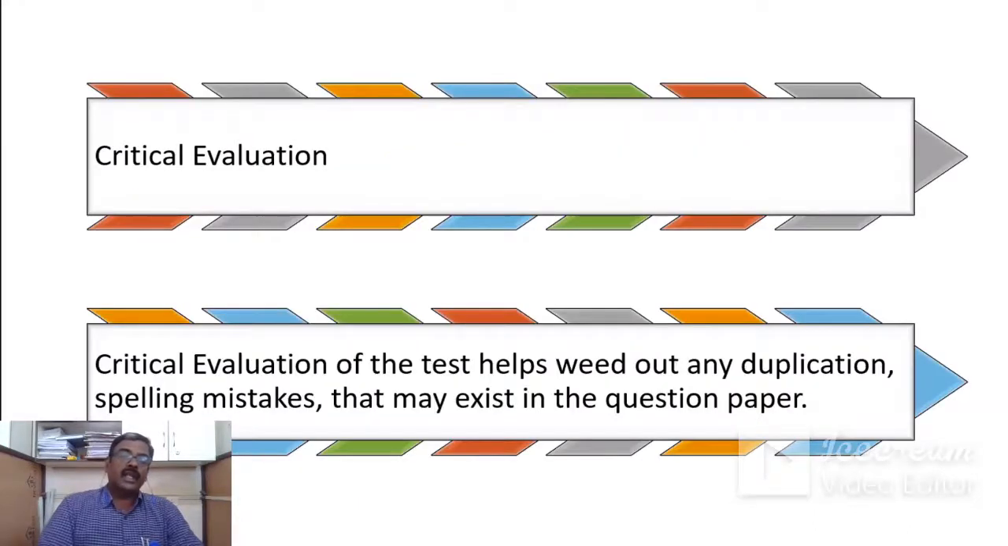Then critical evaluation. At last, after setting the question paper, we must go through the question paper. That evaluation is known as critical evaluation. Critical evaluation of the test helps weed out duplication. Sometimes questions may be duplicated. The same question may be repeated in fill in the blanks, match the following, and choose the best answer. We must avoid this type of duplication and spelling mistakes that may exist in the question paper.